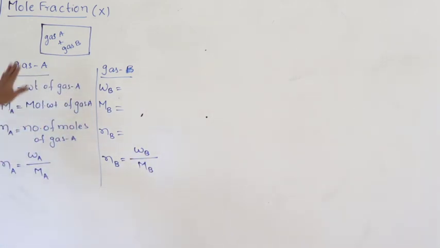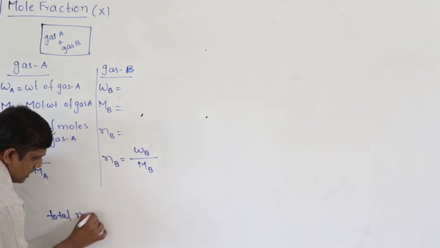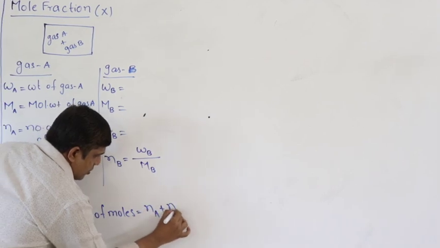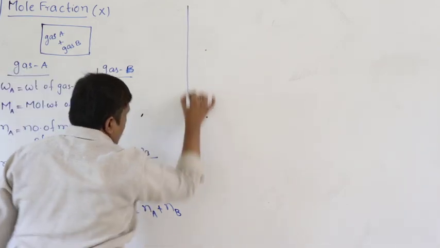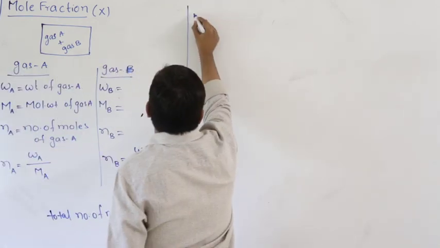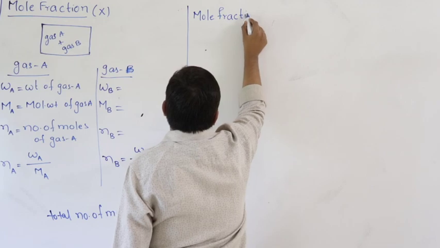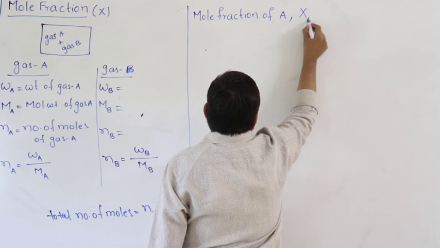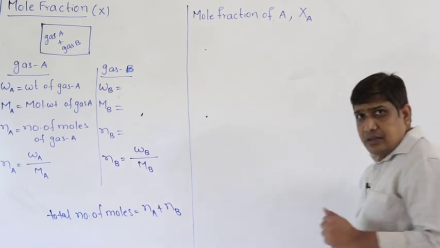So we have only two gases, gas A, gas B. Since I know the number of moles, let us find total number of moles. Total number of moles is equal to number of moles of all gases. There are only two gases, so it is equal to Na plus Nb. Now, what is mole fraction? Mole fraction of gas A is represented as X subscript A or Y subscript A. So in general it is X subscript A.